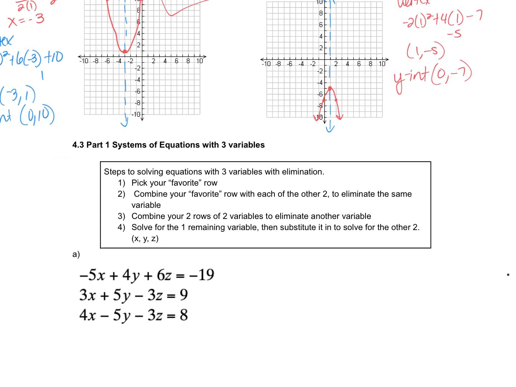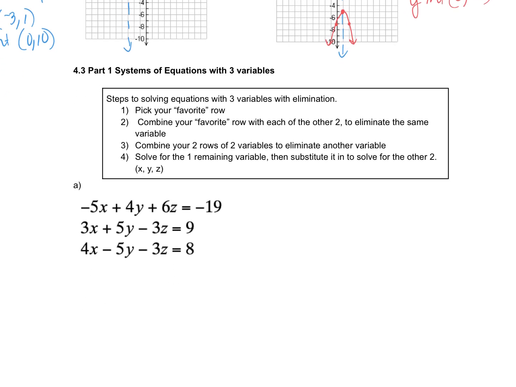Okay, so now systems with 3 variables. So there's a lot with this. This is a heavy problem. So pick your favorite row, then combine your favorite row with the other 2, and you got to eliminate the same variable out of both of them. Combine your 2 rows and then eliminate again until you get one answer, and then substitute back in, solve for the second answer, substitute it back in, solve for the last answer. And for these, this one is wanting you to just solve for x, y, and z, not write the equation as a parabola. So you're just going to write the coordinate with parentheses and then the 3 things with commas in between.